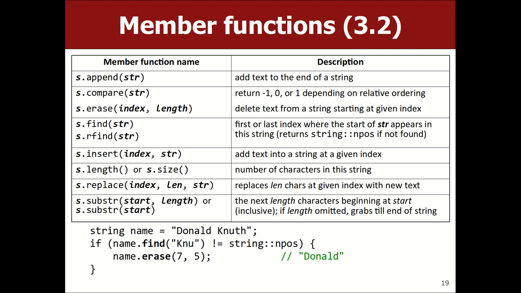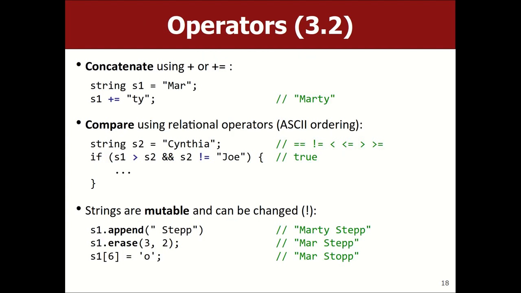In the previous slide, why was Marty bigger than Cynthia? I think because M is later in alphabetical order than C. So the later one is greater. Later is greater, earlier is less. In the same way that ints, if you lined up ints, the smaller ones would be first and the larger ints would be later. Just alphabetical comparison.